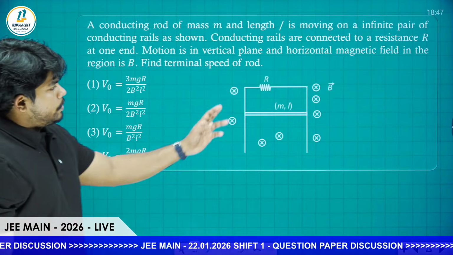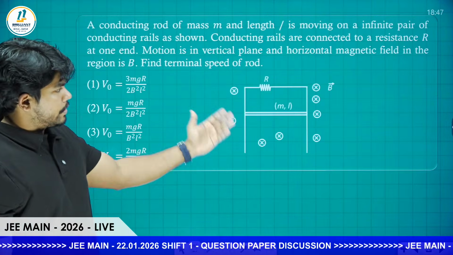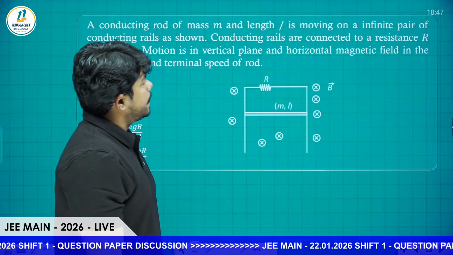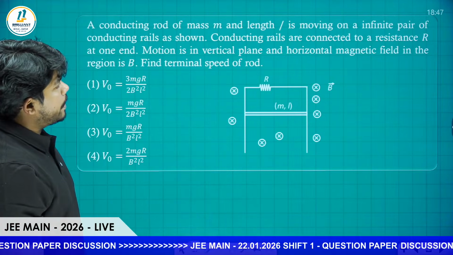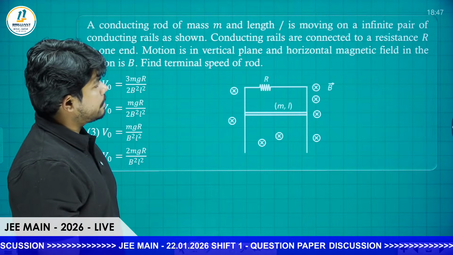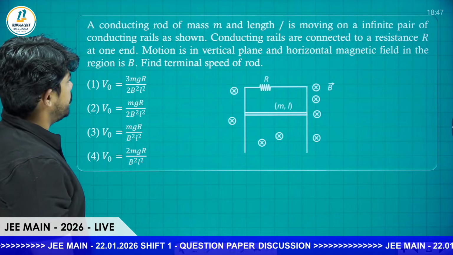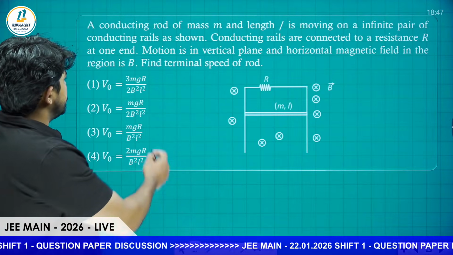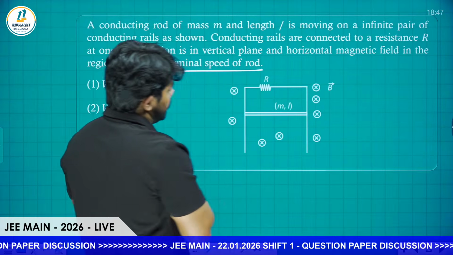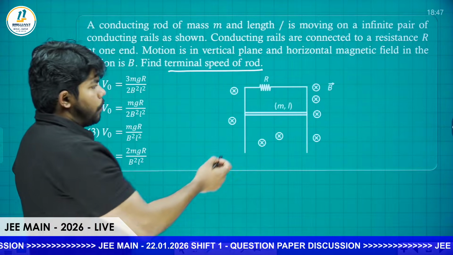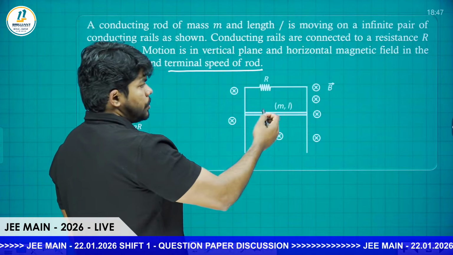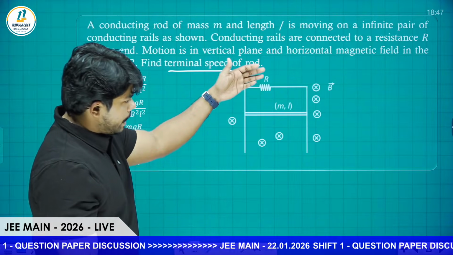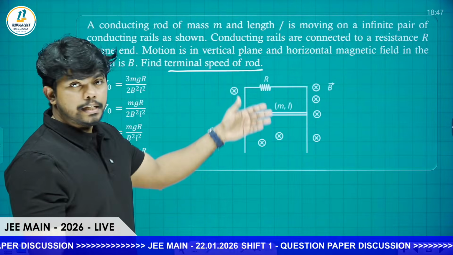Okay, now moving on to a question regarding electromagnetic induction and magnetic field. There is a conducting rod of mass m and length L moving on an infinite pair of conducting rails as shown. The conducting rails are connected to a resistance R at one end. Motion is in a vertical plane, and the horizontal magnetic field in the region is B. Find the terminal speed. So what is the idea here? The rod will experience a force due to the magnetic field and also due to the gravitational force. So they kind of balance each other.